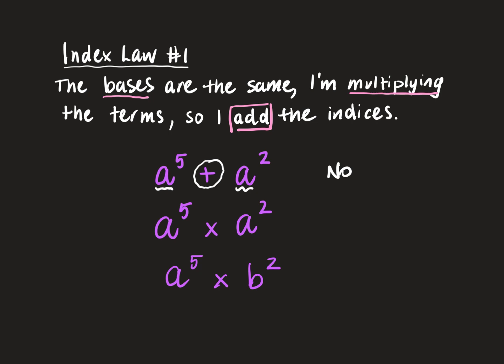Let's look at the second one. Are the bases the same? Yes, they are. Am I multiplying the terms? Yes, I am. So what can I do? I can add the indices. A to the power of 5 plus 2 is 7.